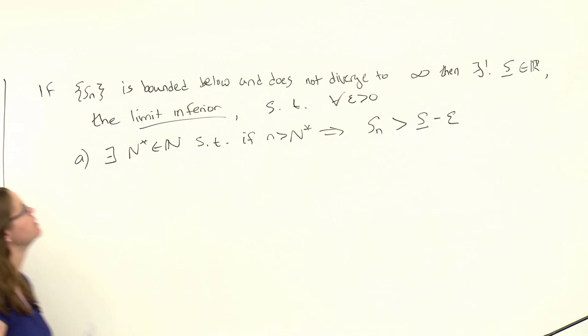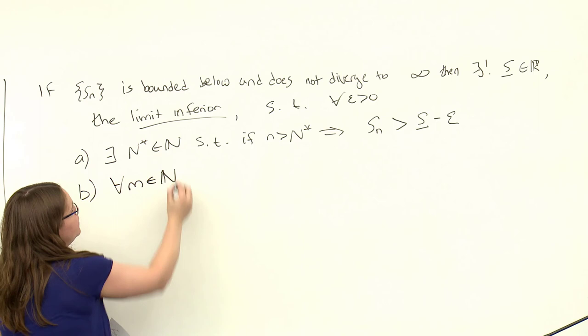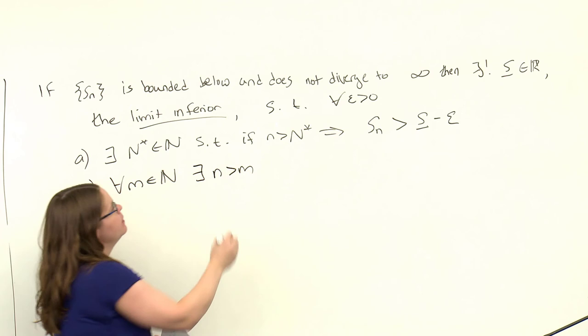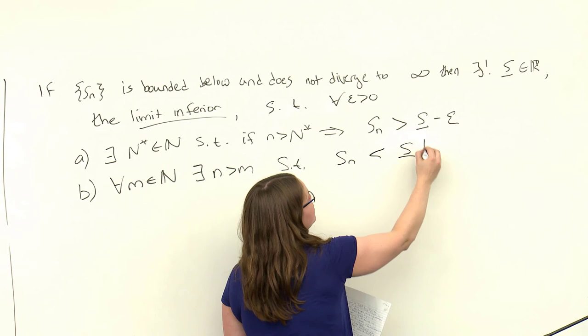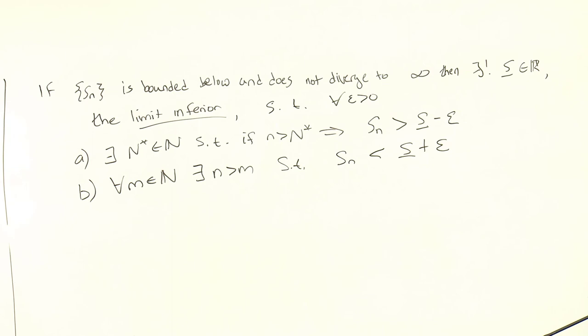And part B, again, you give me any value, I can find some other value beyond it, such that, and again, we were saying, not only is this a lower bound in the limit, it's the greatest lower bound, right? So my sequence either wants to be close to this value or well above it. And if it's well above it, it's going to come back down close to it again. So Sn is less than S underline plus epsilon. Okay, and then we'll write lim inf.